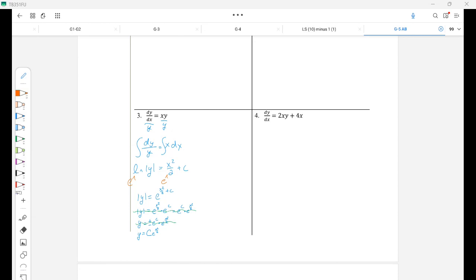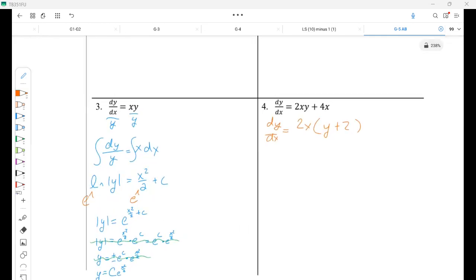But because you can turn this into multiplication, I'll take a 2x out. Why not? That should give me y plus 2. And now that I have multiplication, I can divide both sides by y plus 2. So that will give me dy over y plus 2 equals 2x dx.